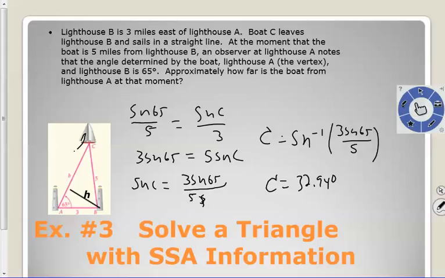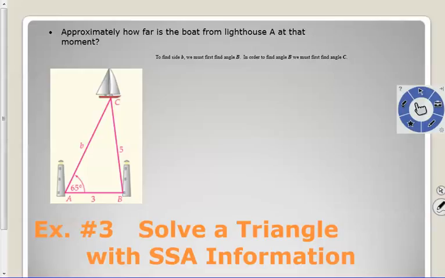All right, we got that part, but what did we need that for? Well, we have to figure out how far apart the boat is. So we got angle C. Now that we have angle C, we can figure out angle B. Angle B is 180 minus 65 minus 32.94. So angle B is about 82.06, because we said that angle C was 32.94, right? So we did that whole triangle thing.